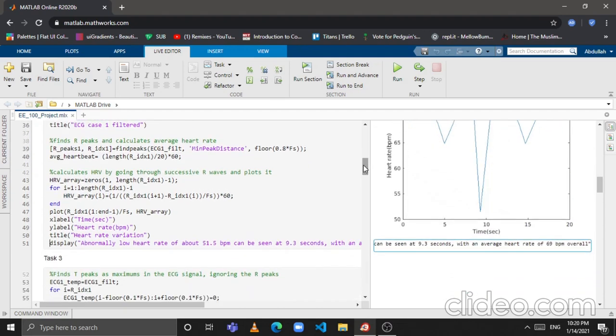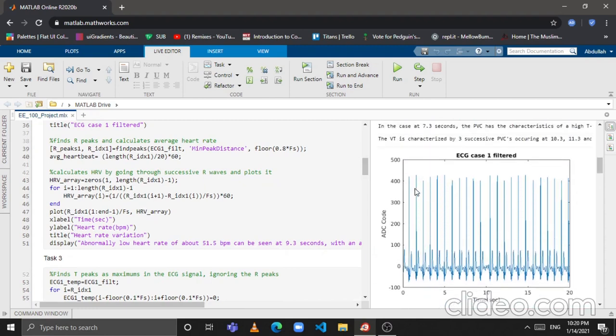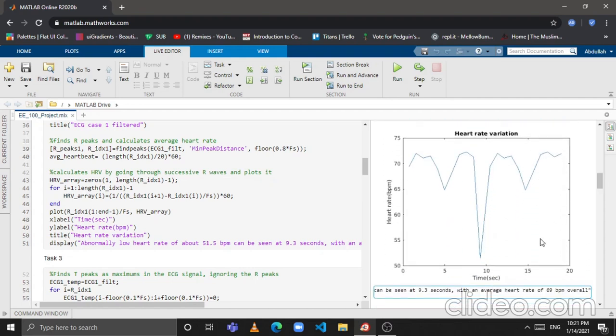Then to find the heart rate variation, we used consecutive R peaks and the time interval between them, and characterized it as a single heartbeat occurring in that specific time interval. We calculated heart rates between separate consecutive pairs of R peaks, and thus we could relate the heart rate to time, which we plotted over here and labeled as heart rate variation with time.